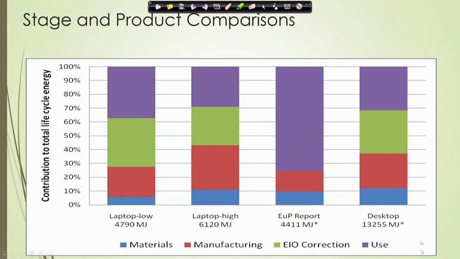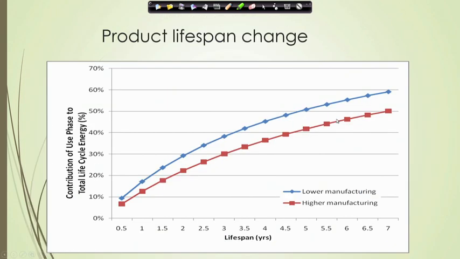And the use phase, as you can see, depends on where you are in the world, based on the type of energy that you use. The use phase is still one of the predominant phases, based on the energy requirement during usage in terms of the life cycle energy required. So, as the lifespan goes on, with lower manufacturing and higher manufacturing, you see the contribution of the use phase.